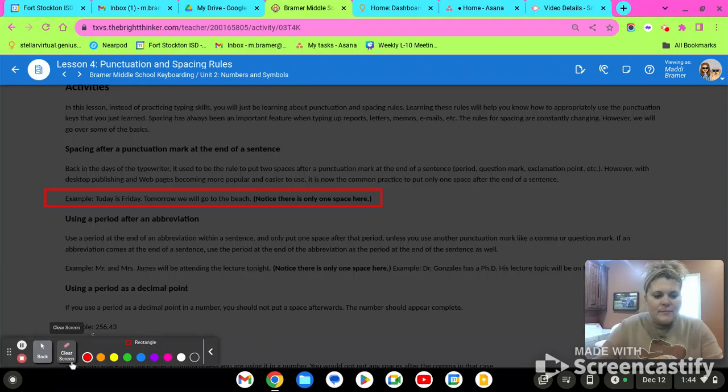Okay, the next one. Using a period after an abbreviation. So some examples of that would be like Mr., Mrs., Doctor, any kind of title. You're going to use one space after that. Okay? So here's some good examples. There's only one space after Mr. and Miss. See, we've got that period, just like you would whenever you're typing a sentence. You put one space after it. If not, it's going to look very close together.